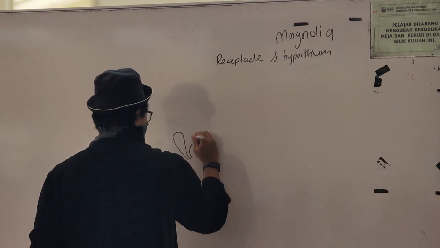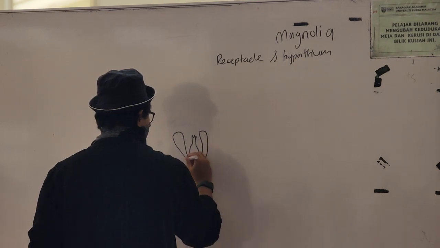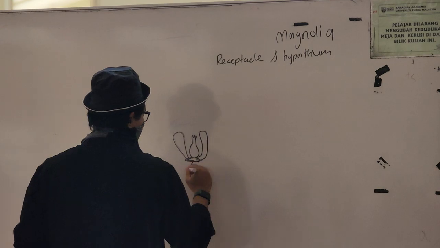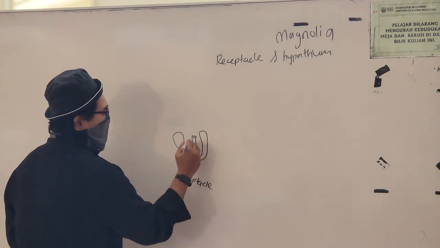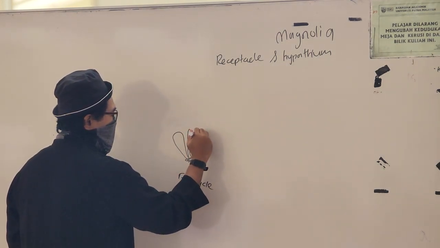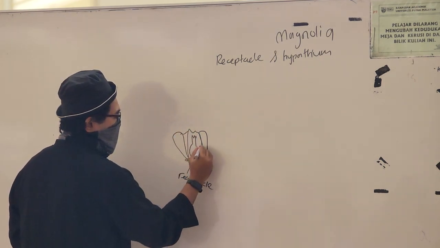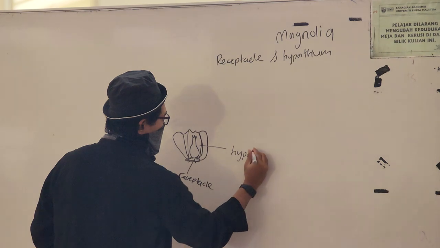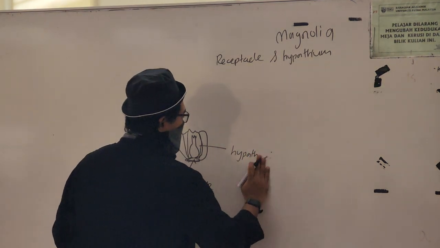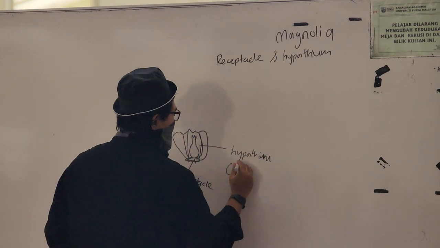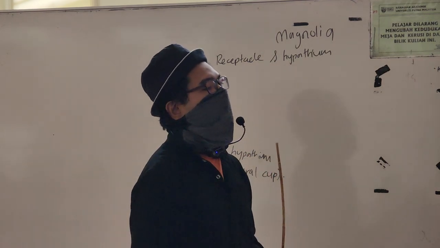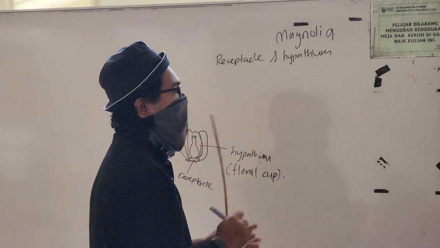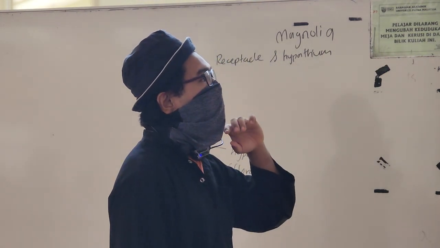Let's draw this like this. Okay. So at the base here, this is receptacle. And then sometimes you have structure at the back. So this structure at the back, hypanthium, or floral cup. Okay, we'll see the example later. I just want to get the terminology correct. Okay, go on. What flower is this?